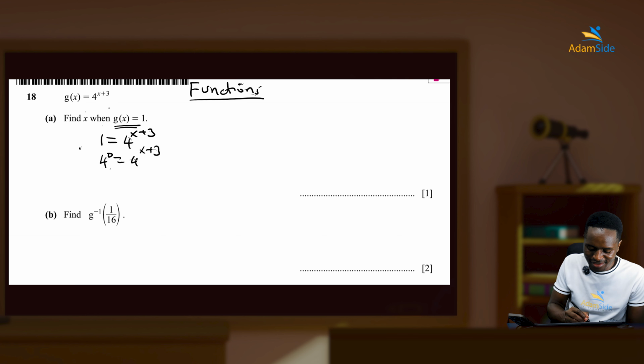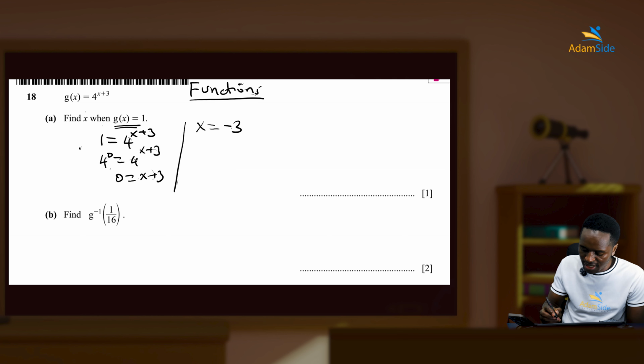Now we understand. Simply, they are all in the same base. You can as well equate the exponents, because we need to find x. We need to find the value of x. That's simple. So we say 0 is equal to x plus 3. Make x the subject. So x is equal to negative 3. And that becomes our answer. X is equal to negative 3.